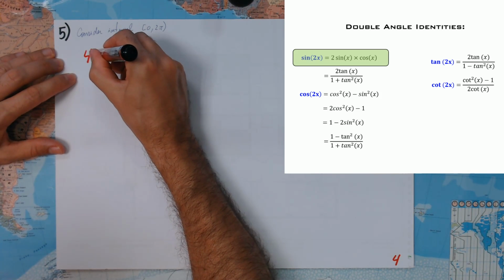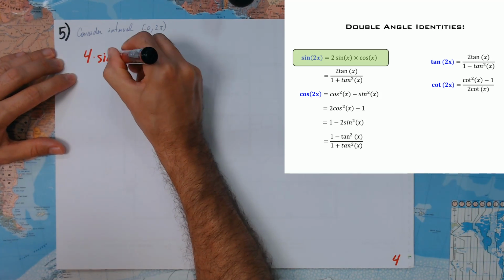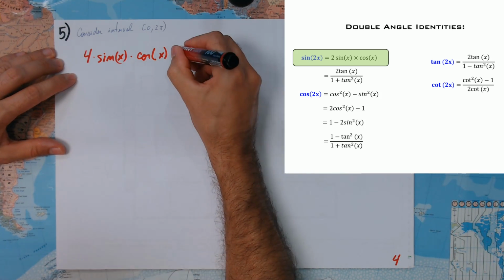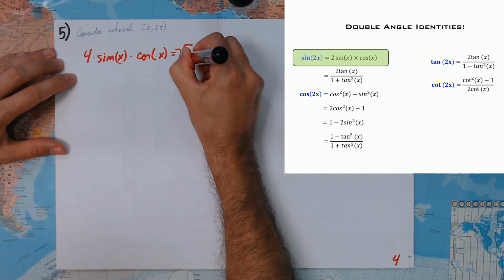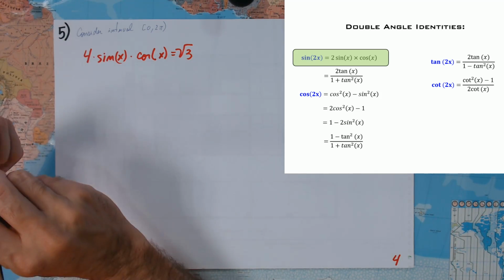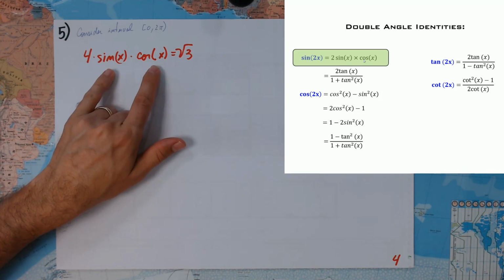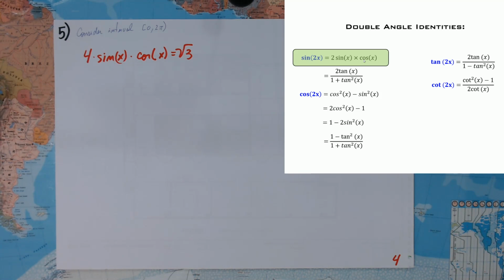4 sine of x times cosine of x equals square root of 3. Well, I already left it in here. We're going to use this property in here. Okay, it's going to be this one. It is sine of 2x equals 2 sine cosine. Why? Because we just have sine cosine here. It's the only one we could use. I mean, the best option would be to use that one.